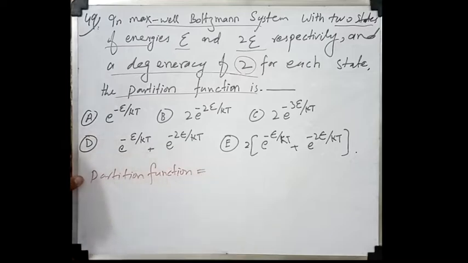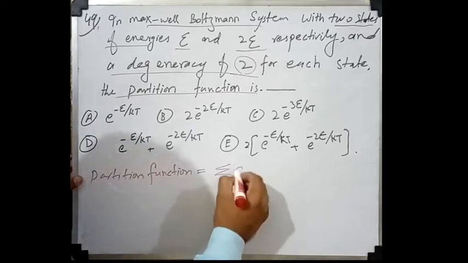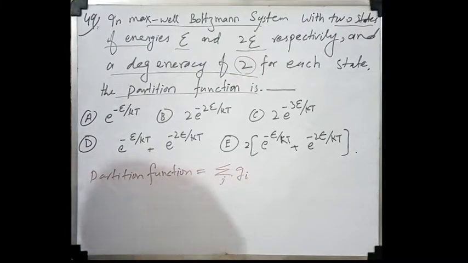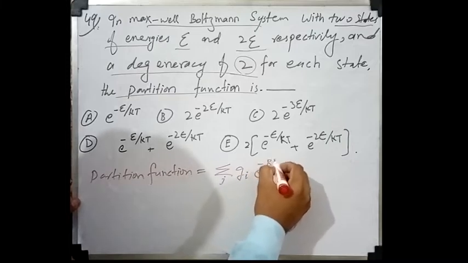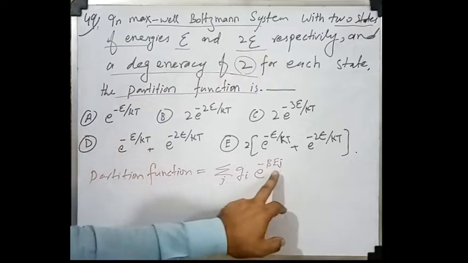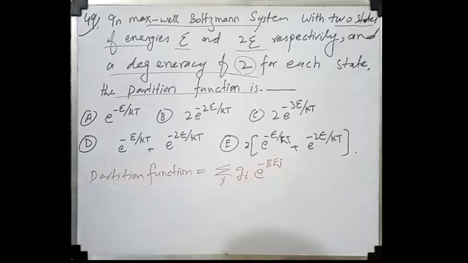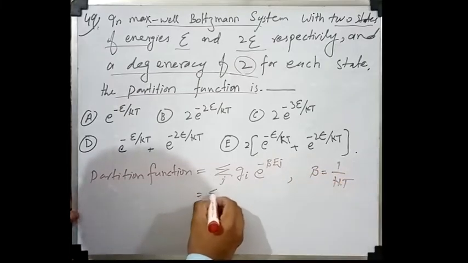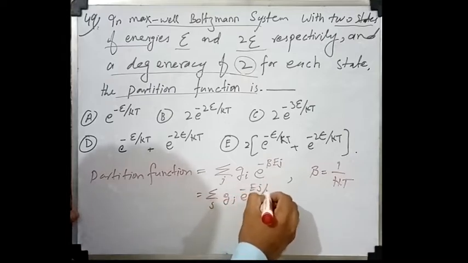The partition function for Maxwell-Boltzmann is given by the summation over j of g_j, where g_j is the degeneracy and j stands for energy state 1, 2, 3 and so on, times e to the power minus beta E_j. E_j is the energy of the state. If j is 1, this is the state 1 energy. If j is 2, this is the state 2 energy, and so on, where beta is equal to 1 by kT. So we can write the summation over j of g_j e to the power minus E_j over kT.